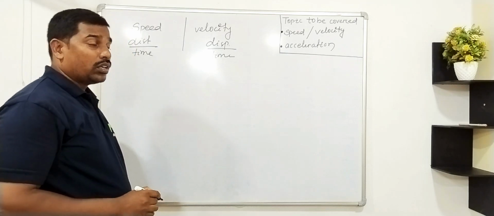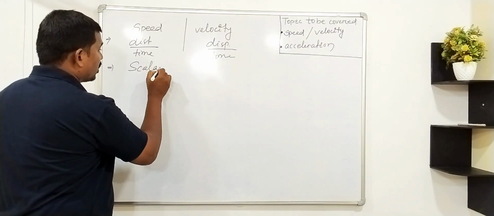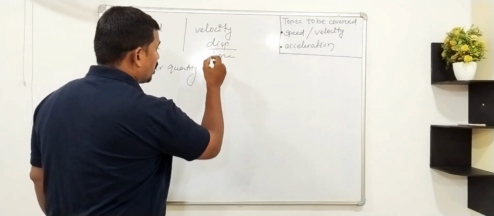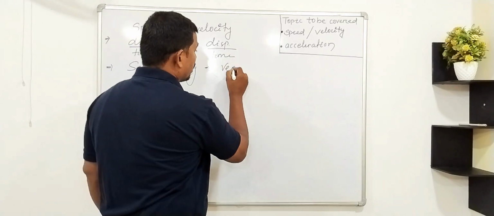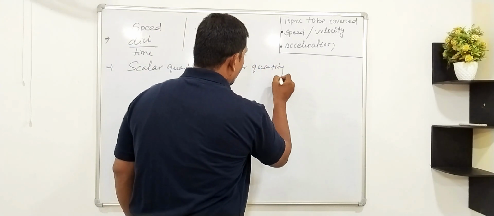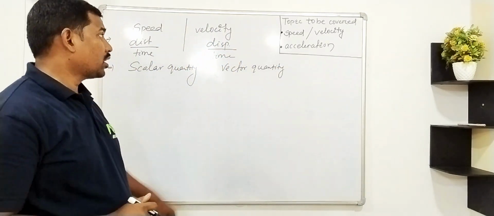The second important thing: speed is a scalar quantity, whereas velocity is a vector quantity.